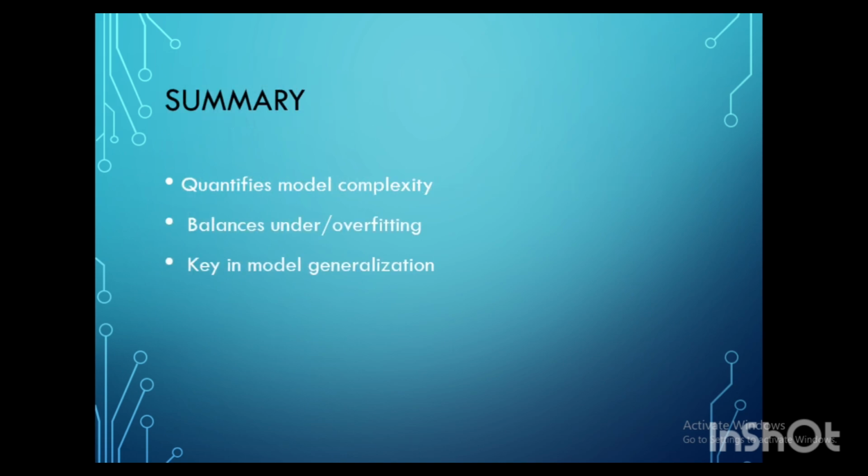Let's go with the summary of the whole slide. Quantifies model complexity. Here it helps in choosing models that avoid overfitting and underfitting. Balancing underfitting and overfitting plays a critical role in model selection, theoretical learning guarantees, and generalization. Key in model generalization.